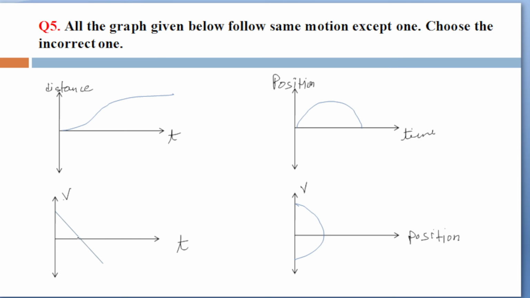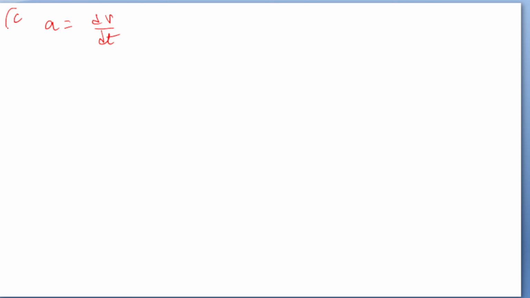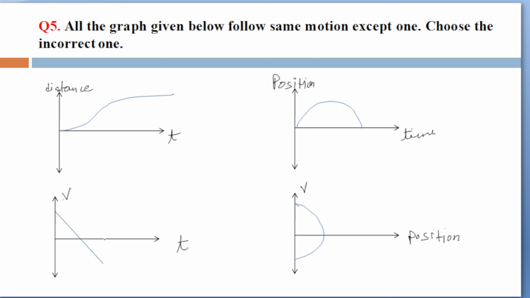The straight line on the VT curve shows the acceleration. So this is the acceleration, this is the fourth option, and this is the C option. This is A, this is B, this is C, and this is D. The slope of the curve shows the acceleration. Now we match all of these.